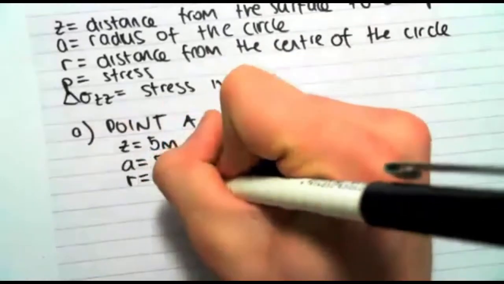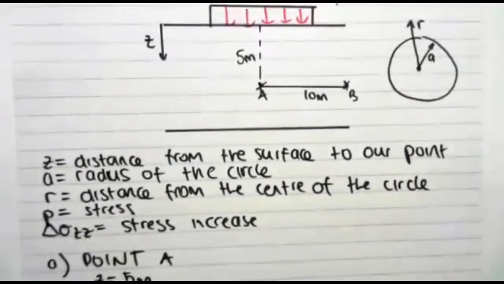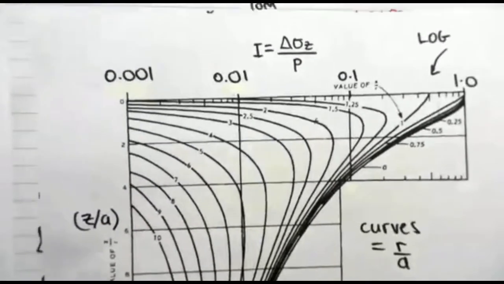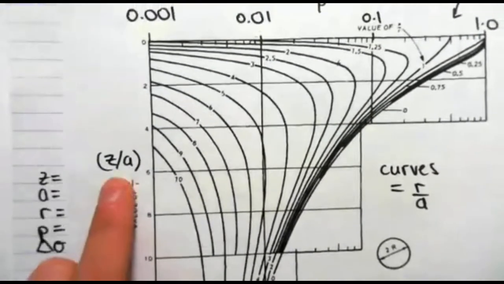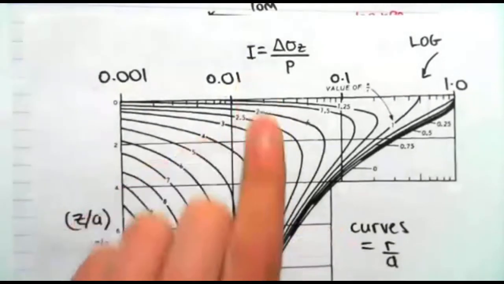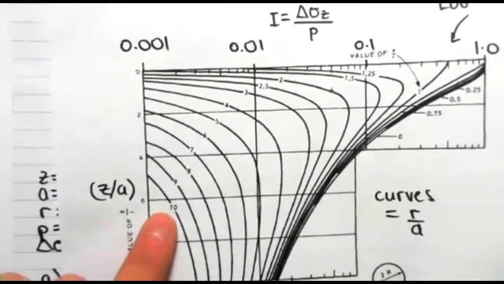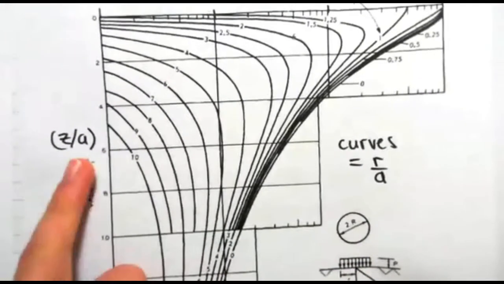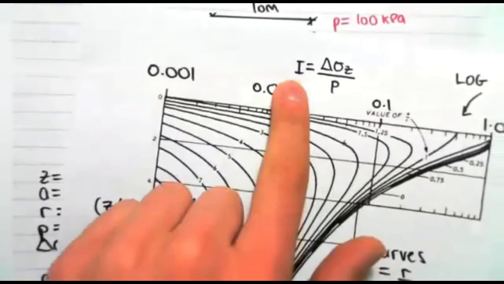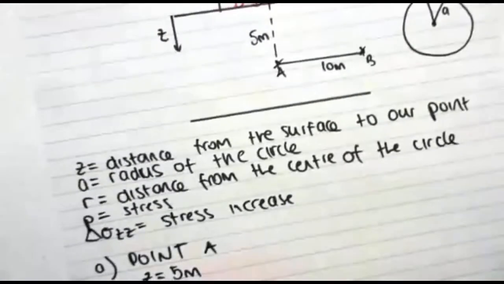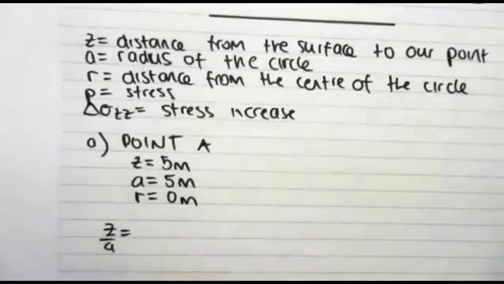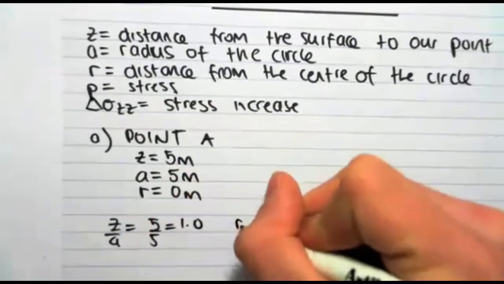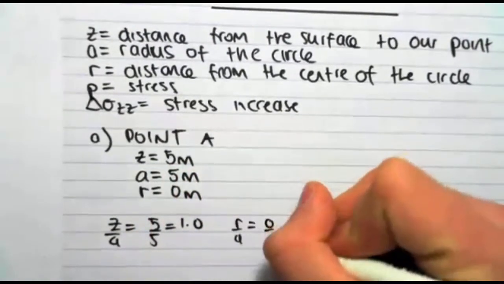So that's 0 meters. Now what we're going to be doing is using this graph, which is an influence graph. It looks like this. It plots Z on A against I, which we're going to talk about in a sec. You should be able to see values at 10, 9, 8, 7, 6, 5. All these values are R on A. So we need to find Z on A and R on A, and then we can find I. So let's do that. Z on A would equal 5 on 5, which is 1. R on A would equal 0 on 5, which is 0.